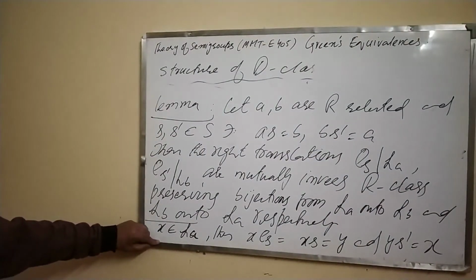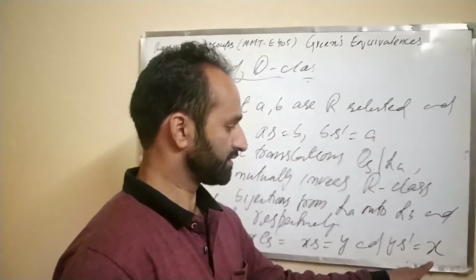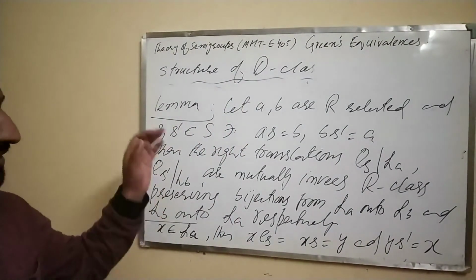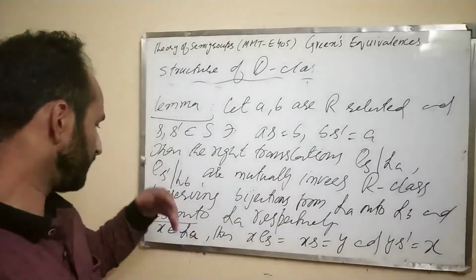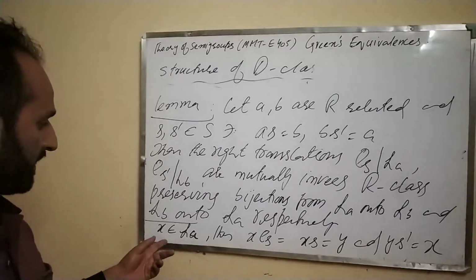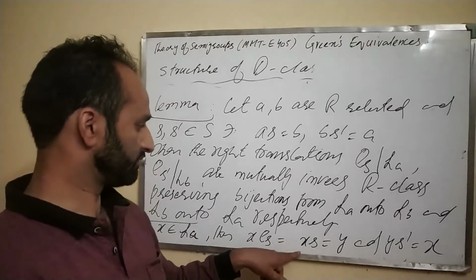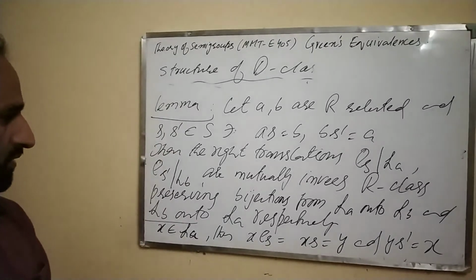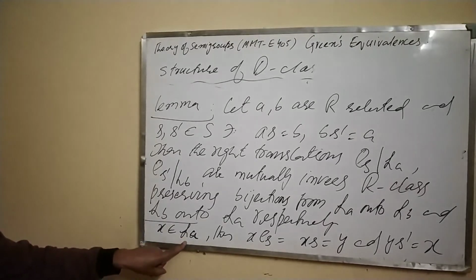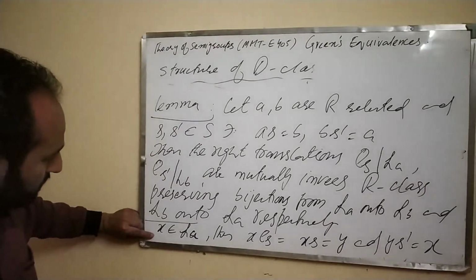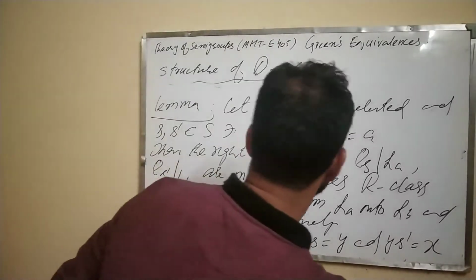So if x is in L_A, then rho s of x is equal to xs, and y s dash is equal to x, because it's a property of the map. Whenever a and b are related, we have as equal to b and bs dash equal to a. So when we find the image of x, whenever x is in L_A, x rho s is equal to y, and y s dash is equal to x.